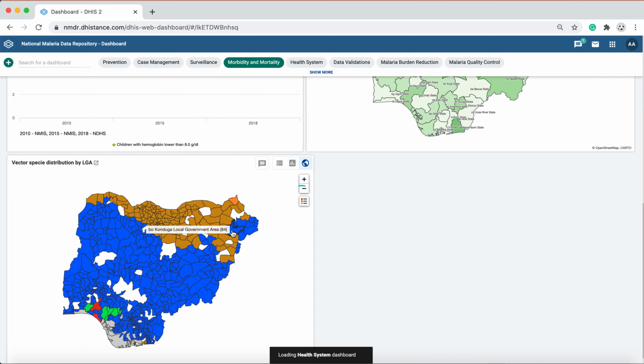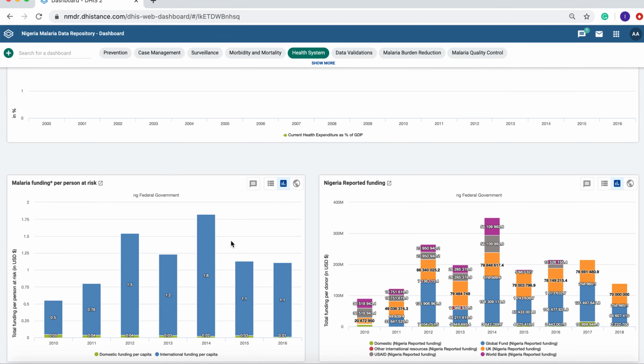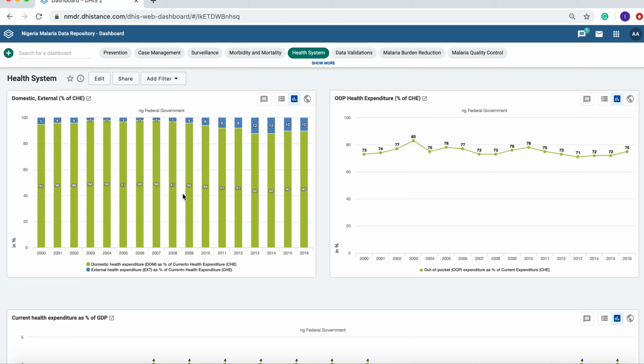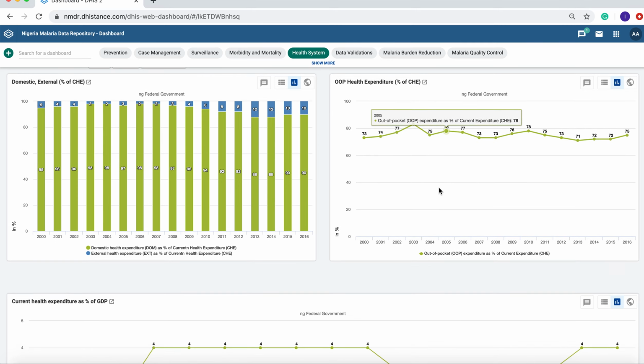So with the next chart, we have what we call health system, where we try to present data that has to do with the expenditure on health. So comparing the domestic and external expenditure, as you can see this bar beginning from 2000 up to 2016, the percentage investment that has to do with malaria, which includes the government of Nigeria, and then out-of-pocket expenditure as well. Then the external health expenditure, you can see as a percentage of health expenditure moving around 4% through 10. The other chart here is out-of-pocket expenditure as a percentage of health expenditure. You can see it keeps fairly stable, an average of about 43 to 75%.